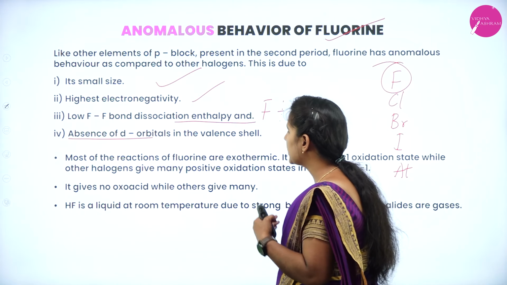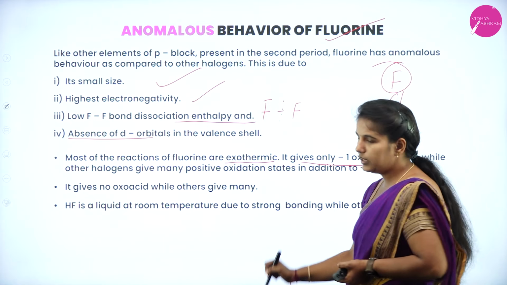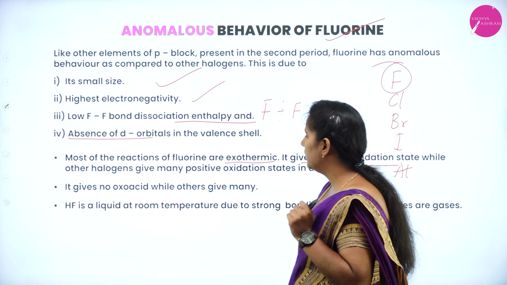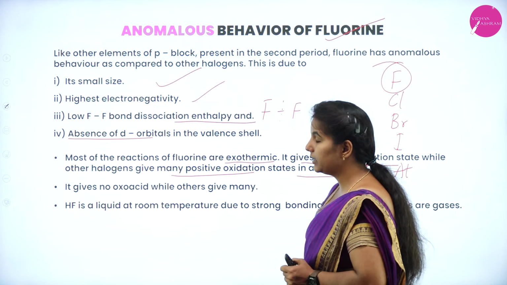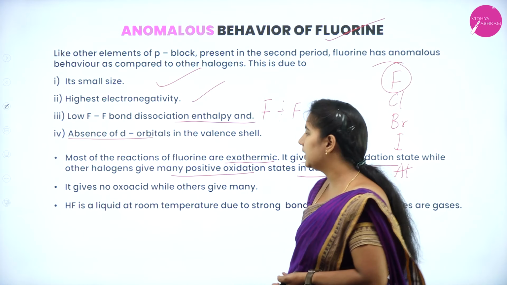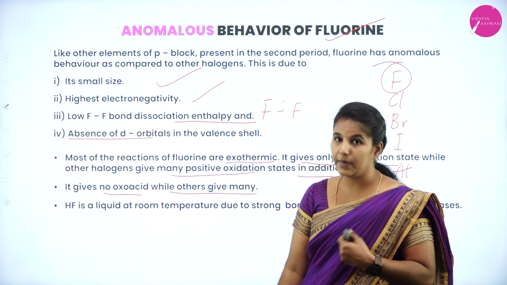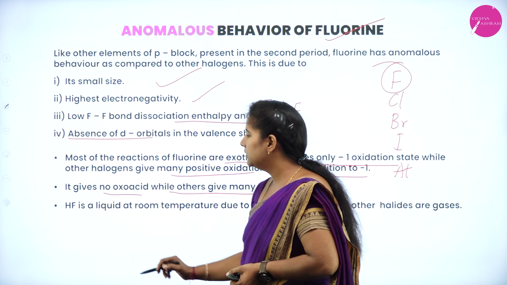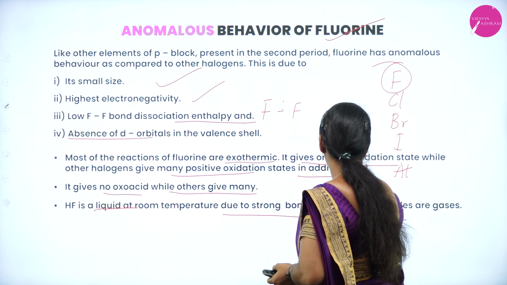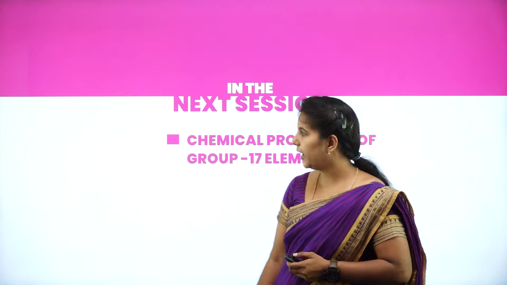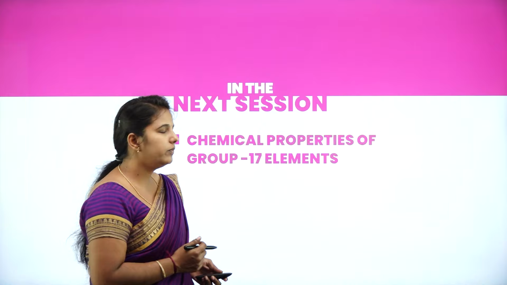And most of the reactions with fluorine are exothermic and it gives rise to only the -1 oxidation state, whereas the other halogens show positive oxidation states in addition to -1. And it gives no oxo acids while others will give many oxo acids, okay? And hydrogen fluoride is a liquid at room temperature due to the strong hydrogen bonding, while the other hydrogen halides are usually gases, okay? In the next session, again we are going to discuss the chemical properties of group 17 elements.